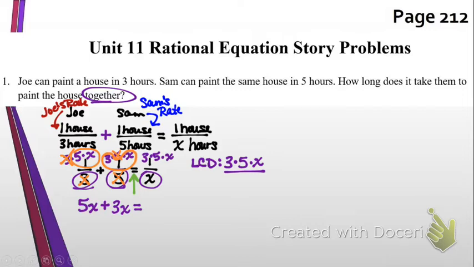Anything the same between the numerator and the denominator here? The x's. So what do I still have? Yep. 1 times 3 times 5, which is 15.